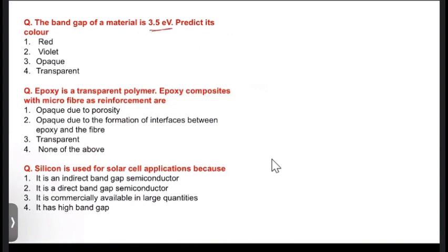So first you need to understand in which region this 3.5 electron volt lies. Does it lie in UV region? Does it lie in visible region, or does it lie in IR region? Then you will be able to answer what is the color of the material.